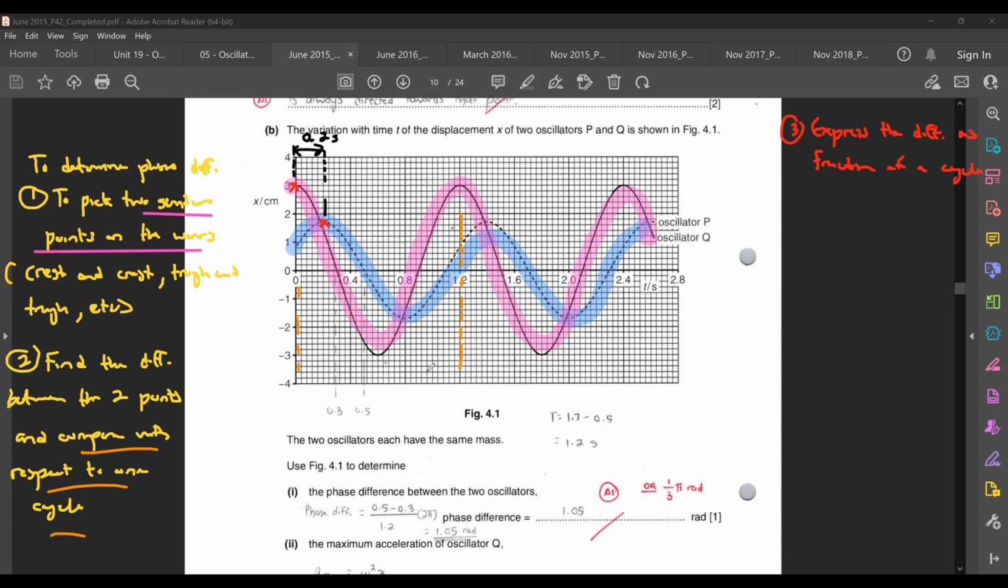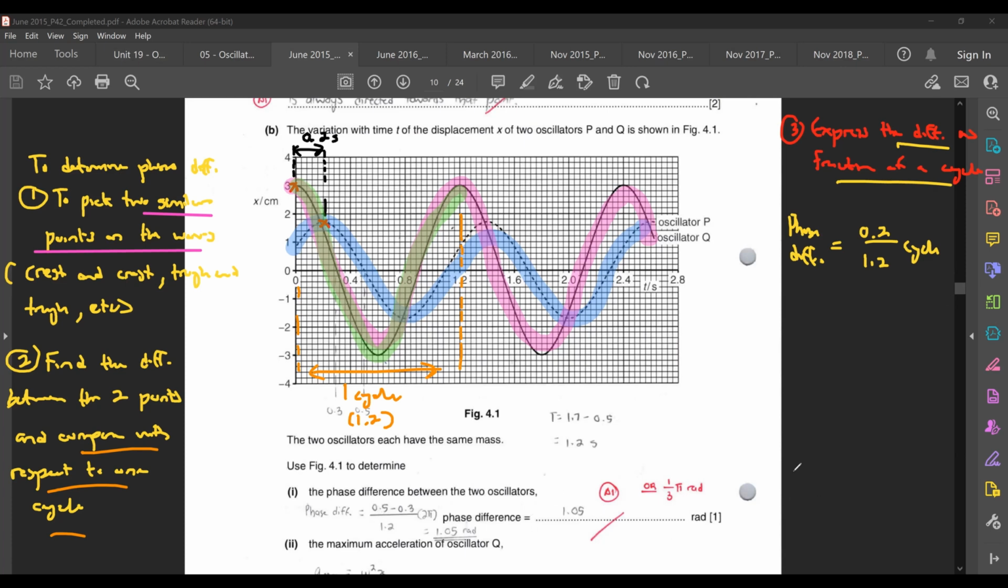This one is easily seen as 1 cycle. If you're just looking at oscillator P, the value of that 1 cycle there is 1.2. Okay, it's 1.2 seconds. So the next thing you want to do is to express that difference as a fraction of a cycle. So in your case, your phase difference is 0.2 over 1.2 cycle. Okay, this is your fraction of a cycle.